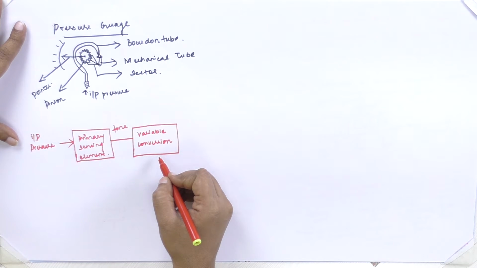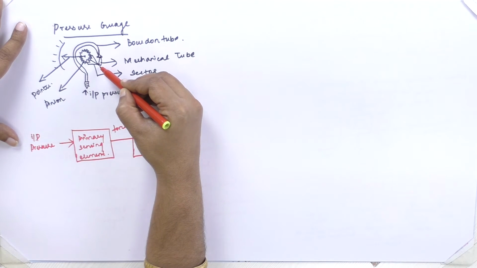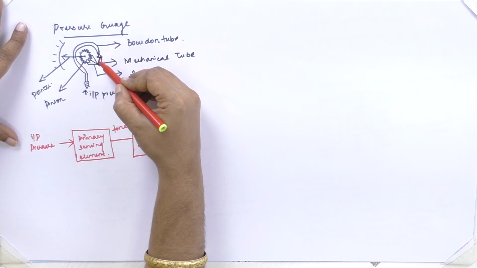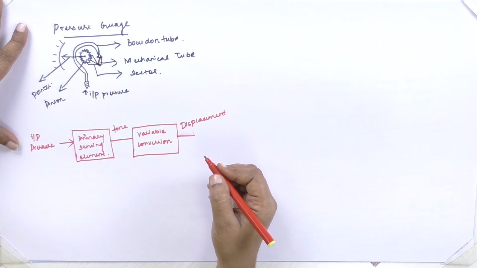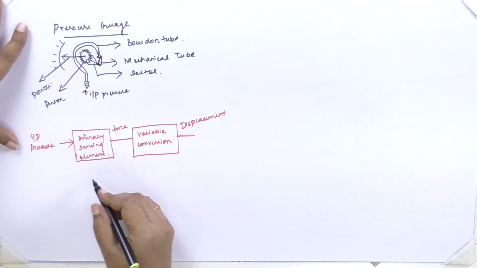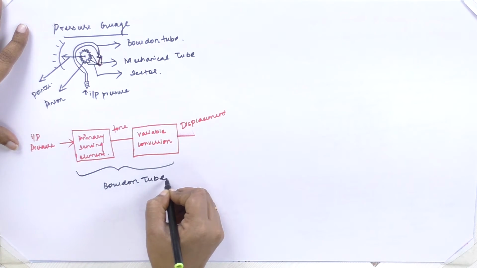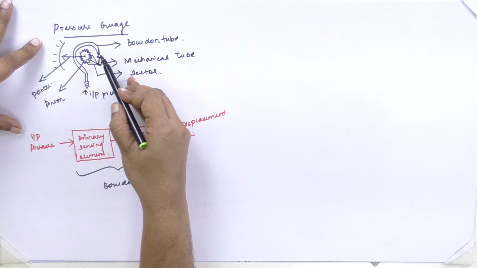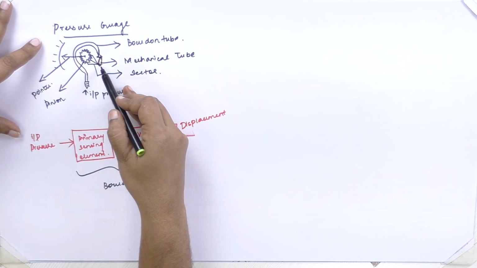So, for that we need a variable conversion element. This variable conversion element will convert the force at the closed end of the Bourdon tube into a displacement with the help of the movement of this mechanical linkage. So, what happens now? The force is converted into displacement with the help of the variable conversion element. So, the primary sensing element along with the variable conversion element will be the Bourdon tube. The pressure in the tube will be converted into force, which in turn is converted into a mechanical displacement.